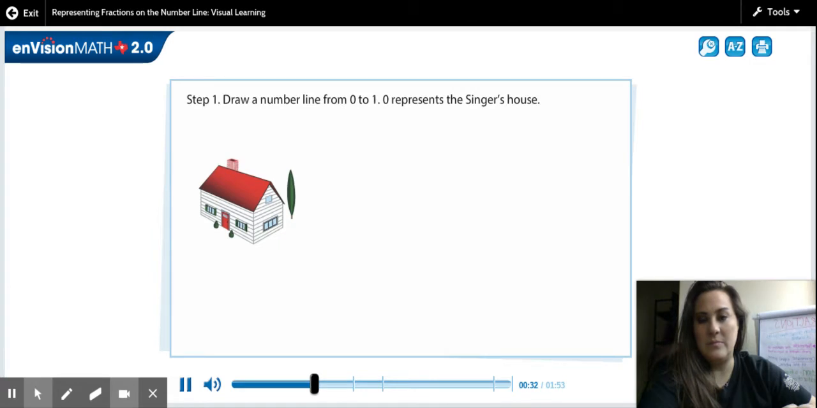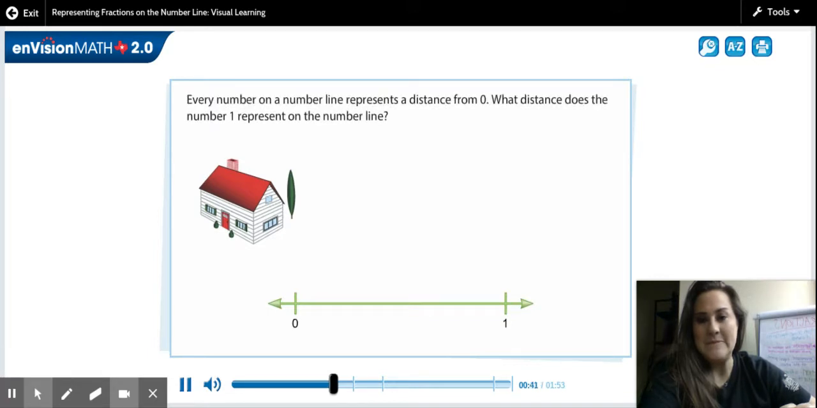Step 1. Draw a number line from 0 to 1. 0 represents the Singer's house. Every number on a number line represents a distance from 0. What distance does the number 1 represent on the number line?